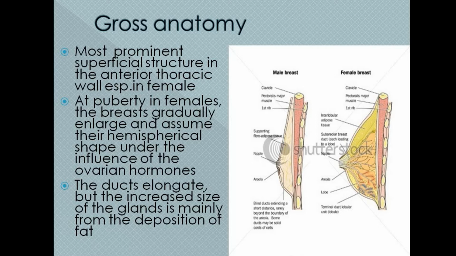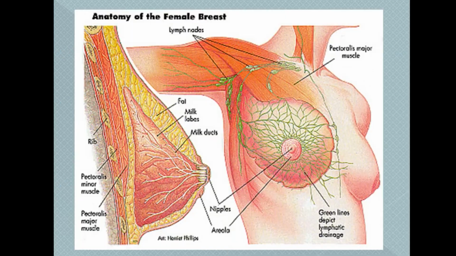The duct elongates, but the increase in the size of the gland is mainly because of the deposition of fat during pubertal age, and the fat decreases during the proliferation of the parenchyma and the alveolar hypertrophy.